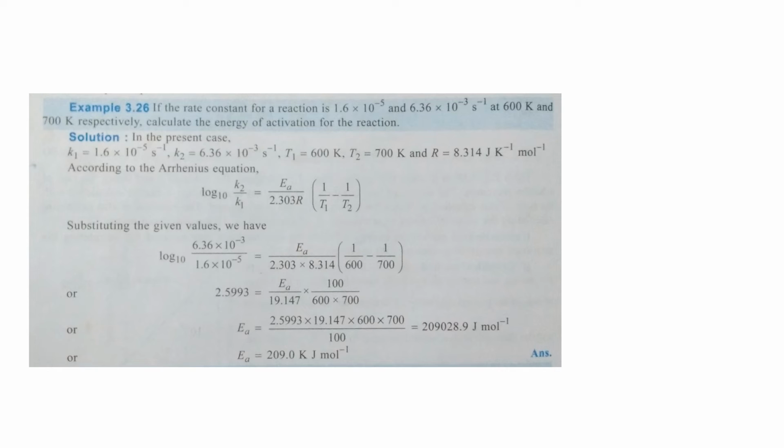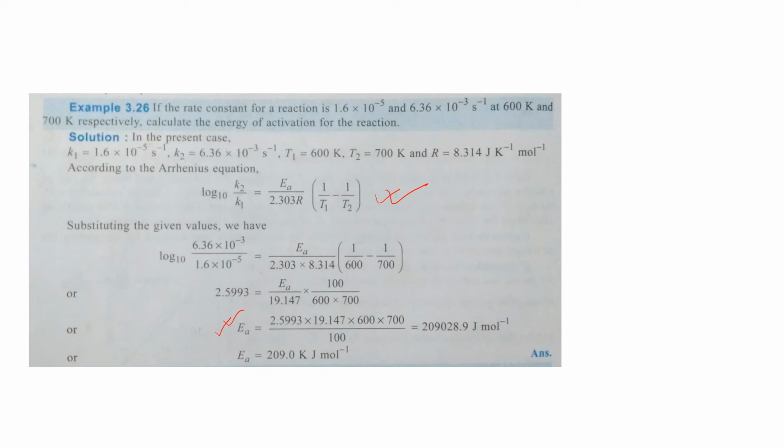Calculate the energy of activation for the reaction. So my equation is log10 K2/K1 = Ea/(2.303 R) × (1/T1 − 1/T2). This is the formula for the Arrhenius equation. Now just substitute the values. If you substitute the values, you don't know only the activation energy, and from here you can get the activation energy.